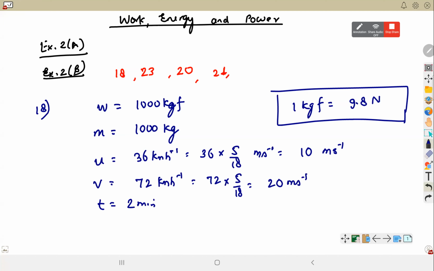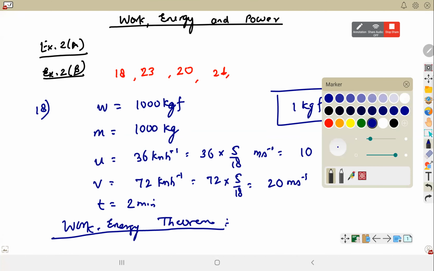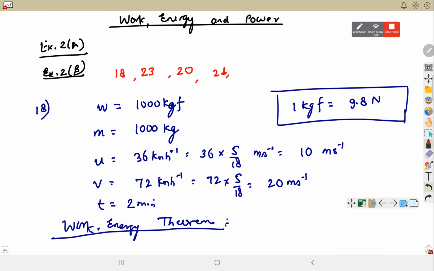Shrey, we have to calculate work done. What is the work energy theorem? Give the statement and formula both. W equals half m into v square minus u square. Yaar, the statement you will write: W is equal to half m. What is the statement of the work energy theorem?